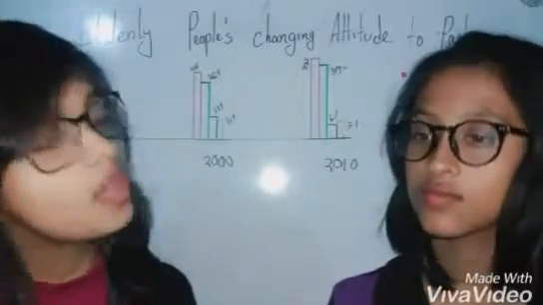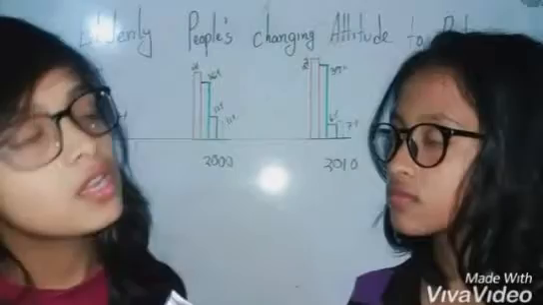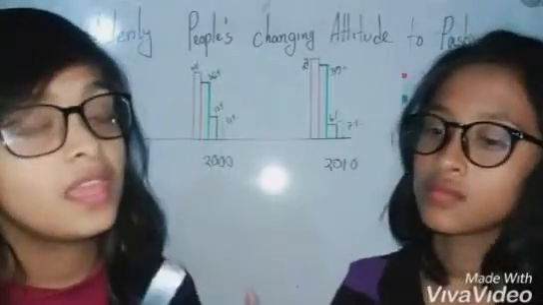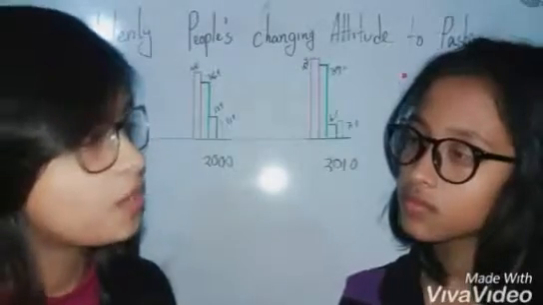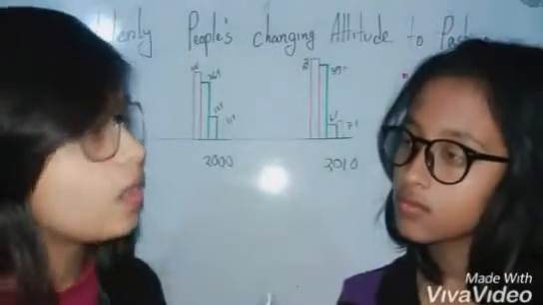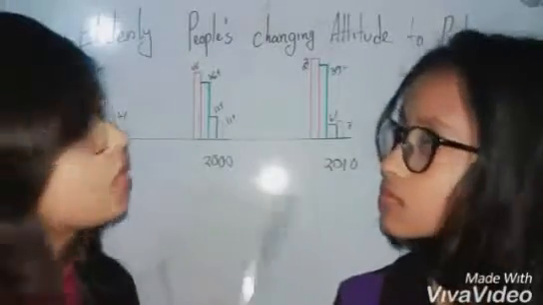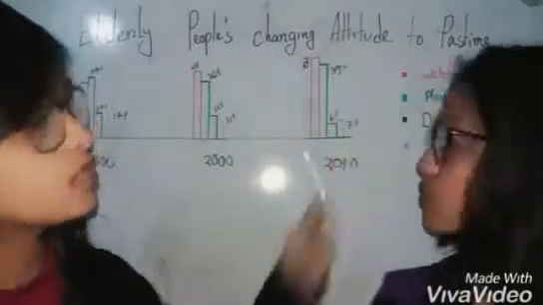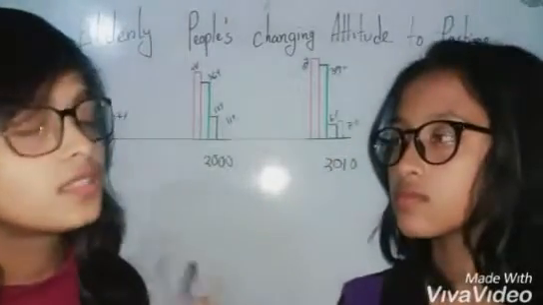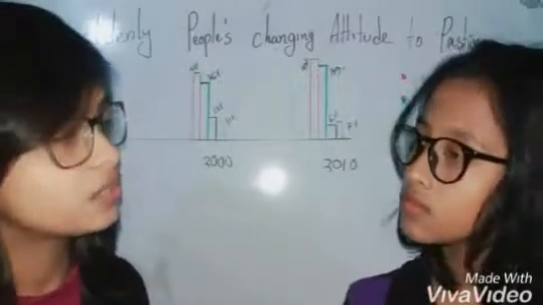But there's the answer strategy: first the introduction, then overview, body and conclusion. Now let's talk about the introduction. The introduction explains what the bar graph is about. Now let's study together. Look at the example graph on the board. What can we see? The name of the bar chart is Elderly People's Changing Attitude to Pastime in a Community. So Salwa, how can we write the introduction of this bar chart?